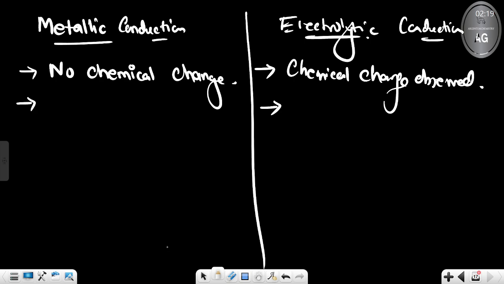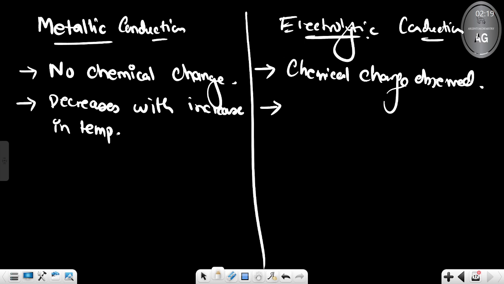So current has to increase, right? But I am increasing the temperature, that means resistance is also increasing, that means current will decrease, right? So what will I say? That metallic conduction decreases with increase in temperature, correct? As I increase the temperature, metallic conduction will decrease because resistance increases.